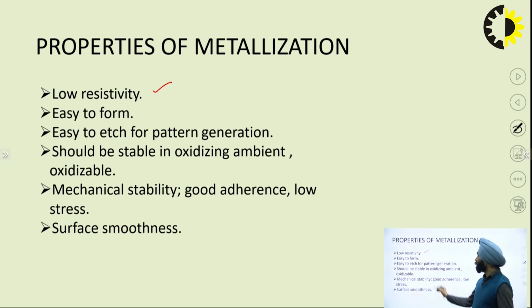Then it should be easy to form. We should not be creating any difficulty in the formation. Then it should be easy to etch for the pattern generation, because if it is difficult to etch, the whole device may get spoiled. Then it should be oxidizable, so that it can be etched properly, and it can have proper metallization wiring.